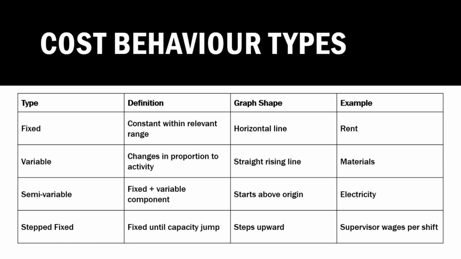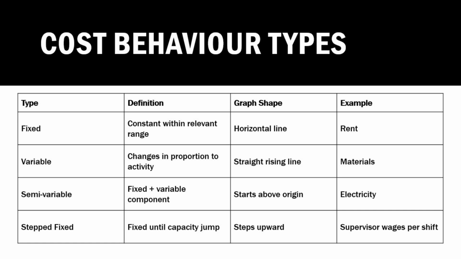This includes a fixed element plus a variable element. For example, electricity might have a standing charge, fixed part, plus a usage charge per kilowatt-hour, variable part. Step fixed cost. A step cost is fixed over a certain band of activity, but then jumps to a new higher level when you cross capacity.